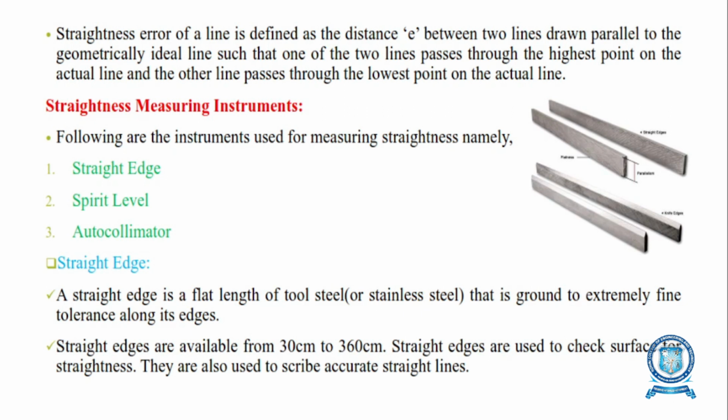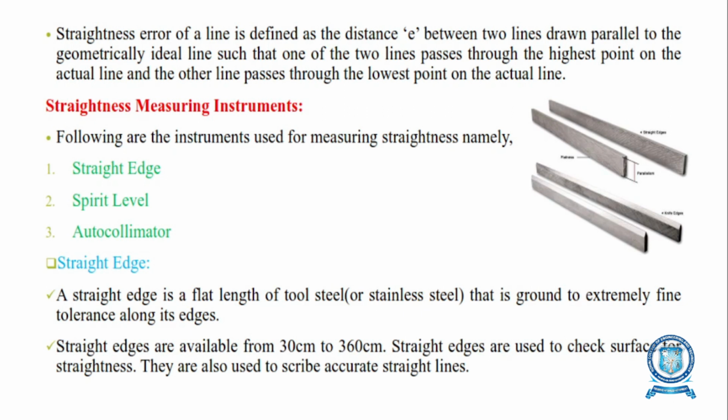Here we are using some measuring instruments to find the straightness measurement. Some of the measuring instruments are straight edge, spirit level, and autocollimator. Straight edge is a normal measuring instrument, and spirit level is also a normal measuring instrument. These two we already studied in the second unit. So I'm going to give simple details about these two, straight edge and spirit level.